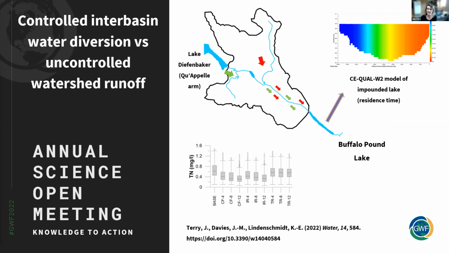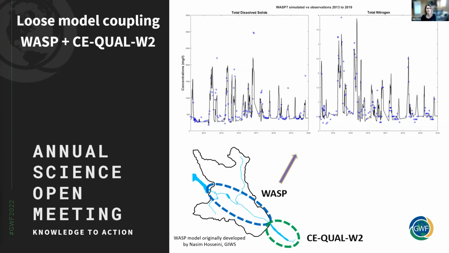And what you can see here in these results at the bottom on the left-hand side are just some of the differences in mean total nitrogen concentrations over 6.5 years with the different scenarios. So I was initially working with just the CE-QUAL-W2 model of Buffalo Pound Lake. And I was using a very simple regression method to estimate the nutrient transformations from Lake Diefenbaker to Buffalo Pound Lake. But I wanted to see if I could improve these. Now, there was already an existing one-dimensional WASP model, developed by my colleague Nazim for the Upper Qu'Appelle and Buffalo Pound Lake.